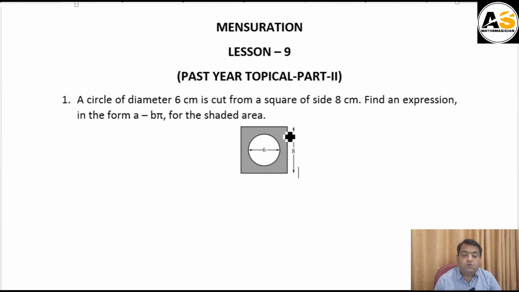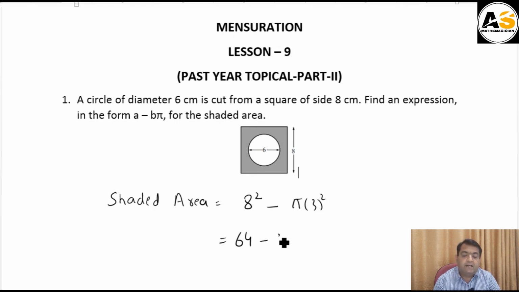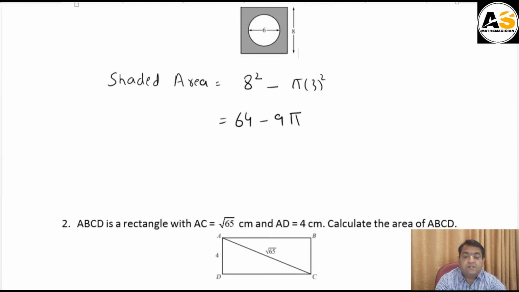What is side of the square? It is 8. And what is radius of this circle? This is 3. So shaded area will be area of a square minus area of the circle. This will be 64 minus 9 pi. Very simple question. Next question, question number 2.